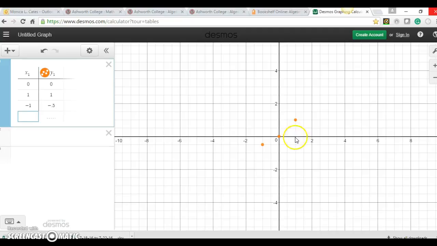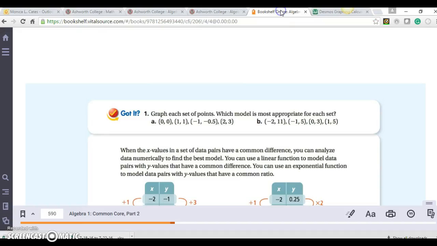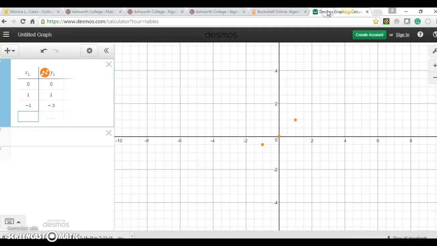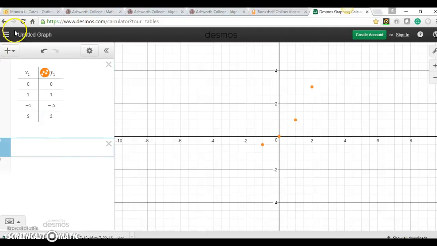And so here, my points are just appearing here. I have -1, -0.5. I have 0, 0, and I have 1, 1. And then I have 2, 3. All right, so you can see it's not a straight line. It's not a parabola. It's not on both sides. So I'm going to say this is an exponential model. Let's do the next one.